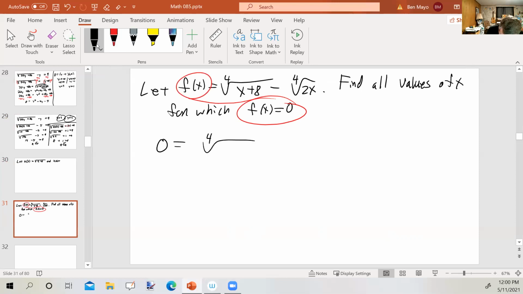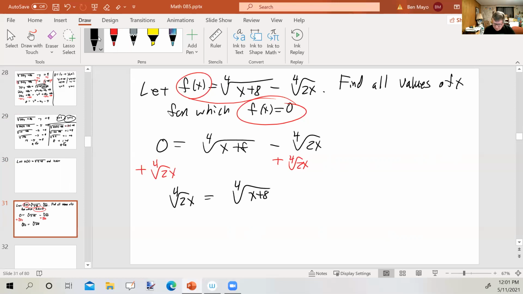0 equals the fourth root of the quantity x plus 8 minus the fourth root of 2x. Now we can come back and we can add the fourth root of 2x to both sides, and we get the following. The fourth root of 2x equals the fourth root of x plus 8. So because we have the whole thing set equal to 0, I can move one of the terms to the other side and have this situation. If you have 3 terms, 2 radicals and a third term, then things get way more complicated, which is what was going to happen in that previous problem, and we're not going to go there.